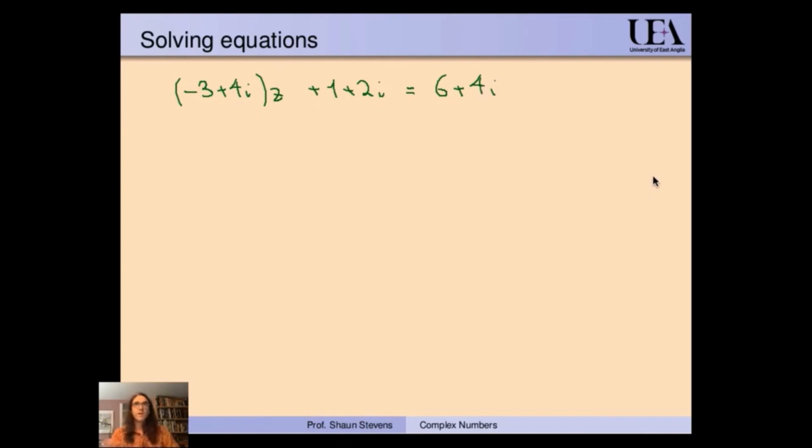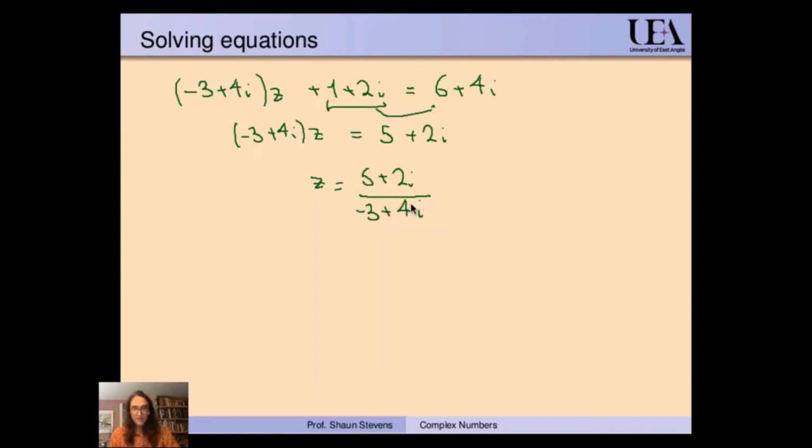And how do we solve that? Well, it's just in the normal way. So we put the z's to one side, we put the numbers to the other side, and then we simplify. So here we're going to keep the z and its coefficient, which is the complex number minus 3 plus 4i, on the left. We're going to take the 1 plus 2i over to the right, so we get 6 minus 1, which is 5, 4i minus 2i, which is 2i, and so what do we get as our answer? It's going to be z is 5 plus 2i divided by minus 3 plus 4i. Okay, and so that's the answer.